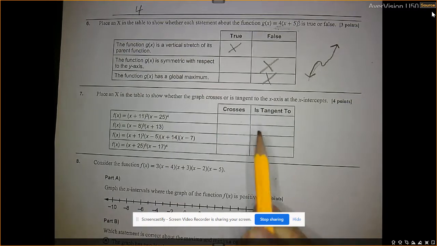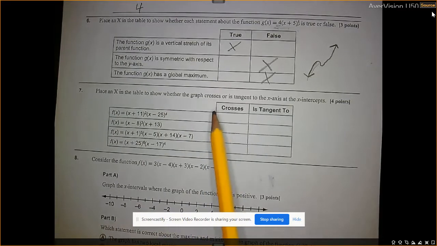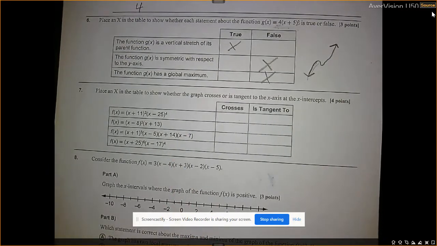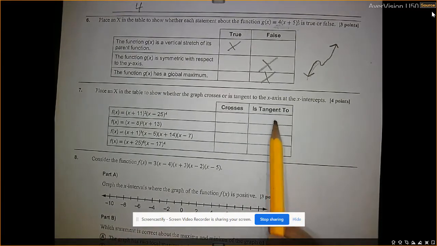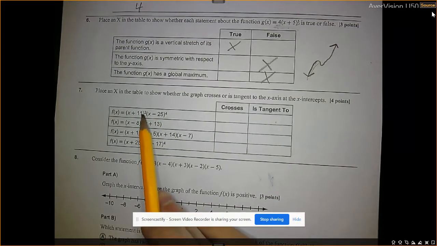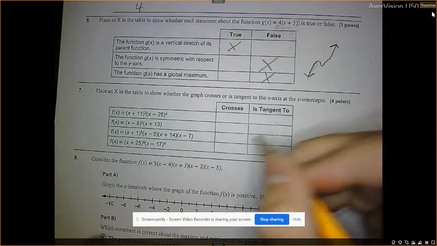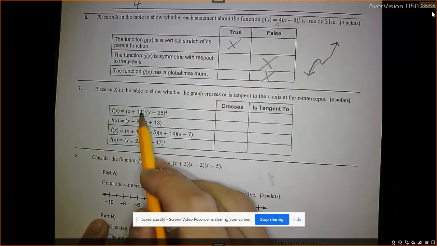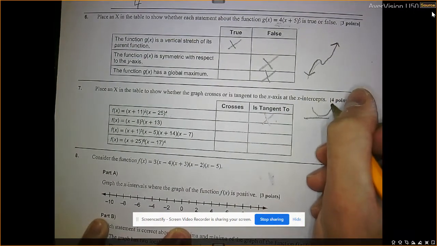So then I have placed an x in the table to show whether the graph crosses or is tangent to the x-axis at the x-intercepts. Looking at that, tangent is any time that our exponent is even. When it's even, it's going to bounce right back up to the sky. If it's odd, it's going to go right through, it's going to cross. So these both have even exponents, so it's going to be tangent. What that means is it's going to hit the axis and bounce right back up.